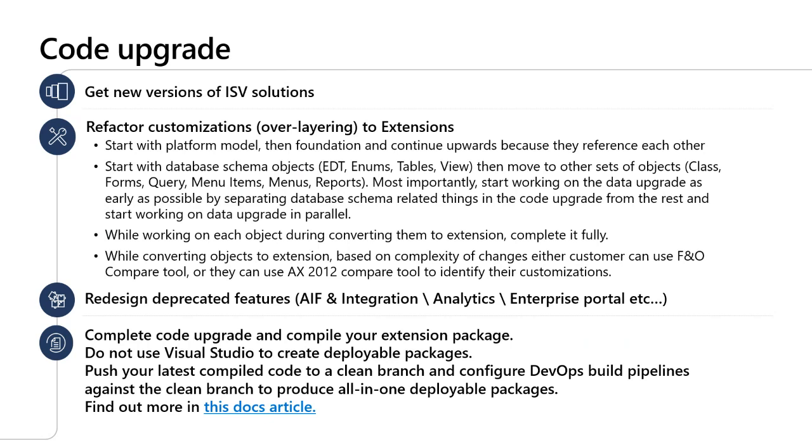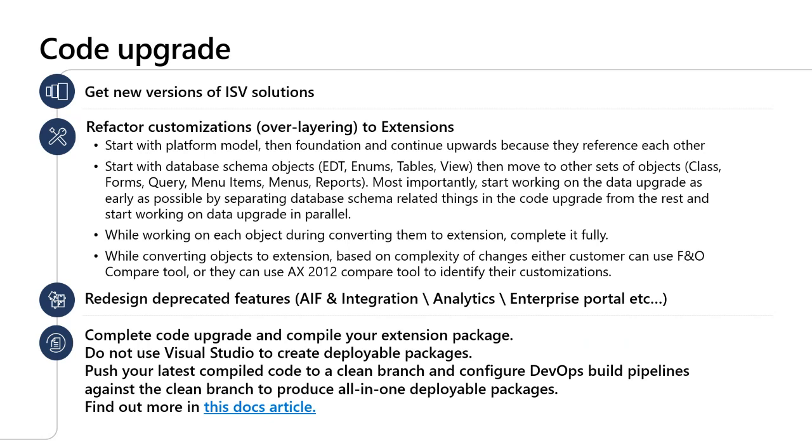While working on each object during converting them to extension, complete it fully. Based on the complexity of changes, either the customer can use the FNO compare tool or they can use the AX2012 compare tool to identify their customization. Redesign deprecated features like AIF and integration, analytics, enterprise portal, etc. This takes time for the customer to understand the design and implement, so how quickly they start helps.